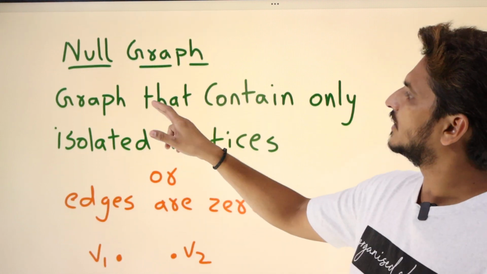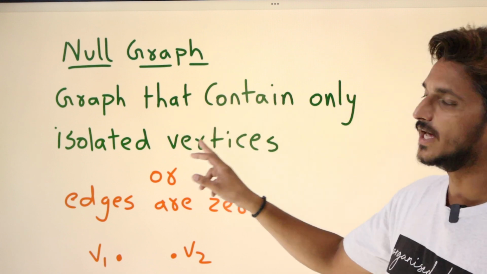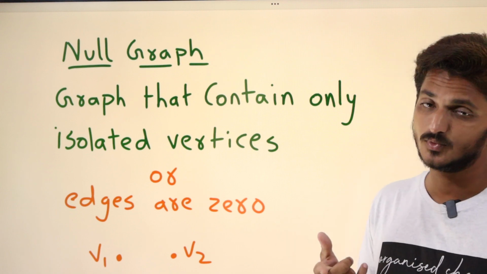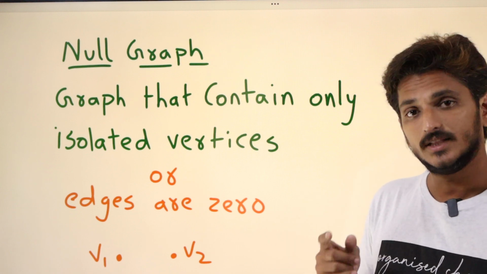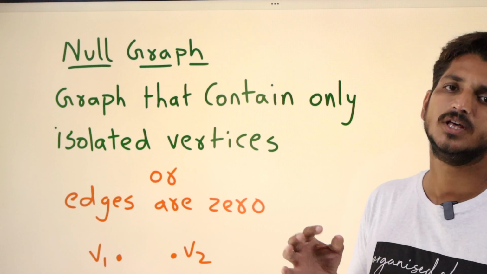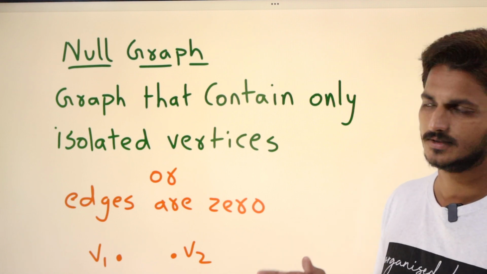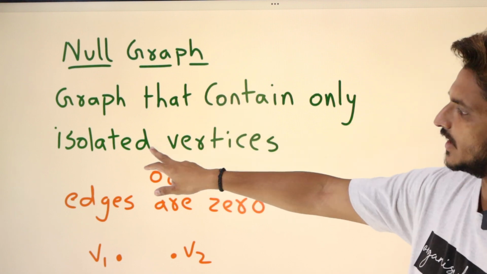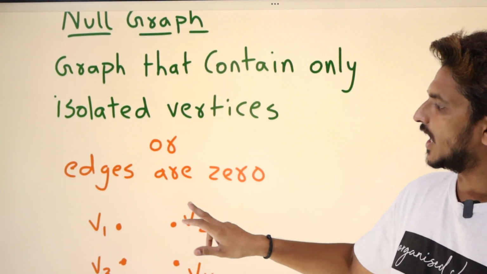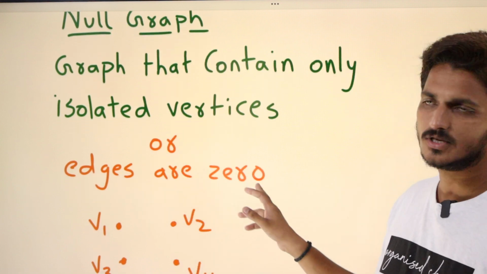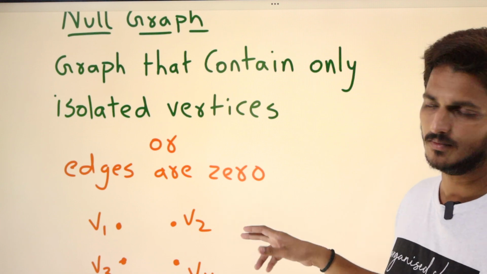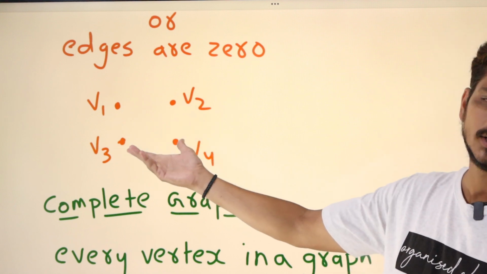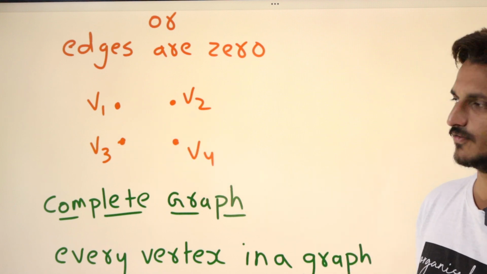Let's take the definition: a graph that contains only isolated vertices. What is meant by isolated vertices? In our last class we discussed that isolated vertices means the degree of the vertex is 0, meaning there is no edge to those vertices. Then we call them isolated vertices. If all the vertices are isolated, or simply the number of edges is 0, then we say it is a null graph. Example: v1, v2, v3, v4, no edges are there, that's why it is a null graph.